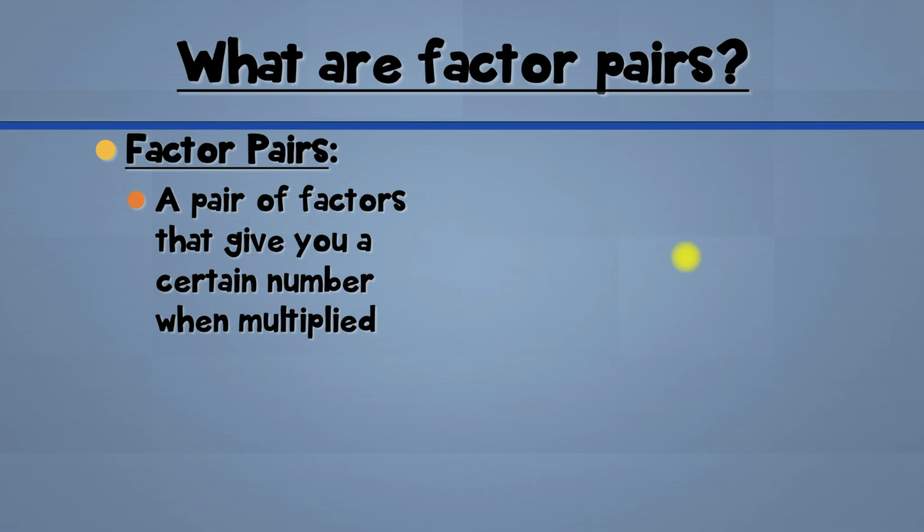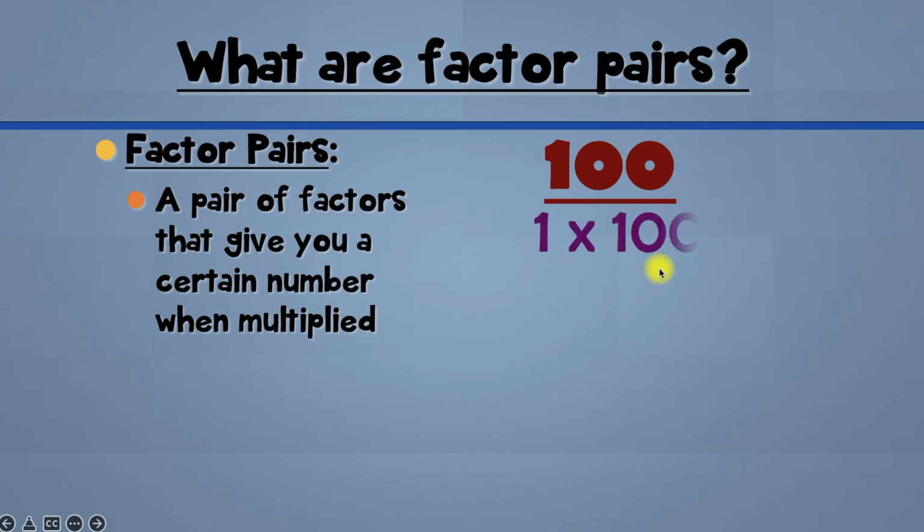And here's our last example. 100. This is a bigger number, so it might have more factors. But as usual, let's start with the factor pair of 1 and the number itself. So that would be 1 times 100. The next number would be 2, and that's 2 times 50, because 2 times 50 will give us 100.